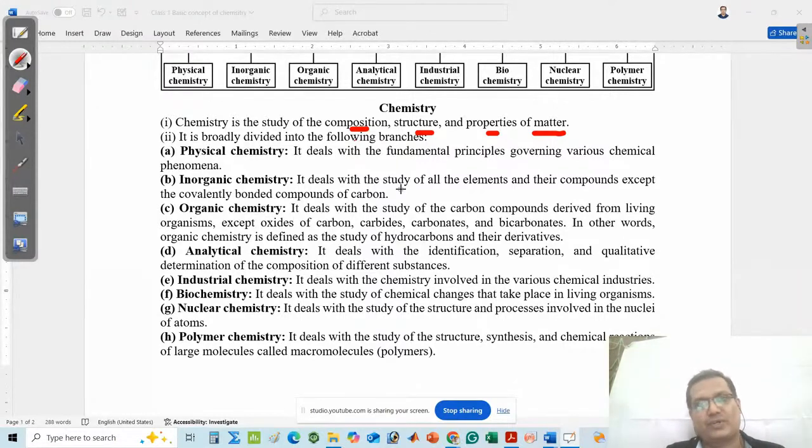There are two types of property. One is physical property, another is chemical properties. Here, four words are given. That is matter, properties, structure, composition. Chemistry is nothing but the study of composition, structure, and properties of matter. That means chemistry completely deals with matter. By using chemistry, we can know clearly about the composition, structure, and properties of a matter.